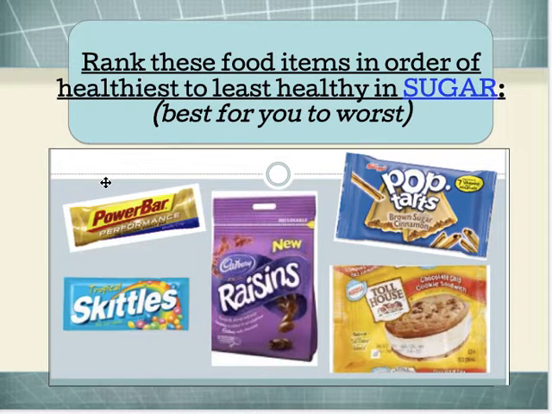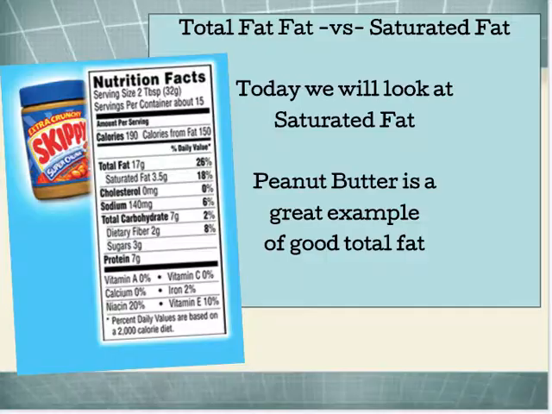Again, you are ranking these from the lowest amount of sugar all the way to the highest. Okay, again, number 1 is lowest, all the way to number 5 being the highest amount of sugar. Pause if you're not done. We have one more category here that we're going to look at in a minute. So one thing we are going to look at today is total fat versus saturated fat. Peanut butter is a great example of good total fat, and we'll talk about that a little bit later.